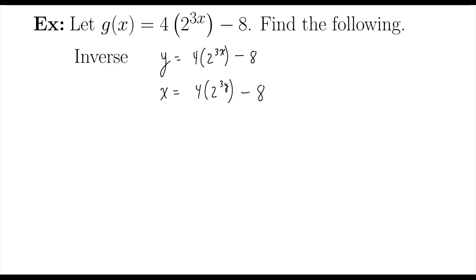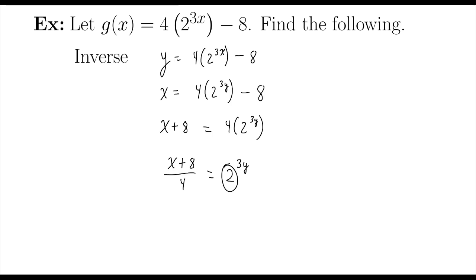Okay, so let's solve for y. Let's first get 2 to the 3y power by itself. Let's add 8 to both sides. And then let's divide both sides by 4. So x plus 8 over 4 is equal to 2 to the 3y power. Okay, now we want to get rid of this 2.